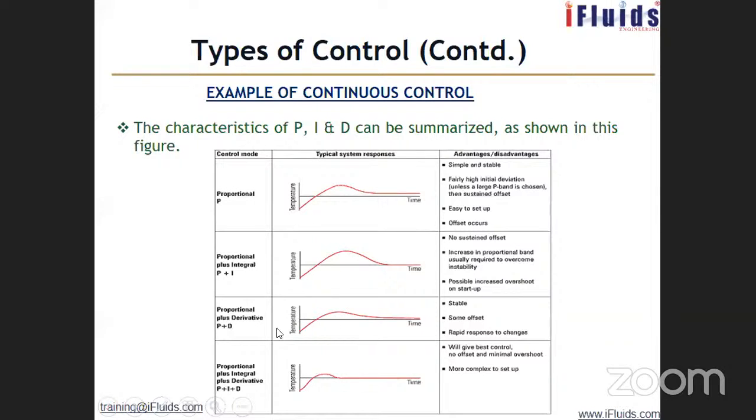This is shooting up. And then proportional and derivative mode, it is stable. Some offset is there, but the offset is very little. Rapid response to changes, so the response is very fast here. Third one is PID. It's a combination of proportional, integral, and derivative modes. It will give the best control, no offset and minimal overshoot. You can see the variation is very sharp compared to all the other three modes. More complex to set up.